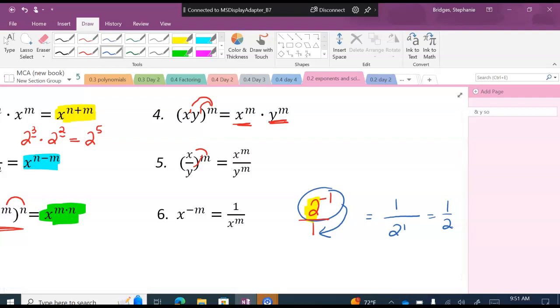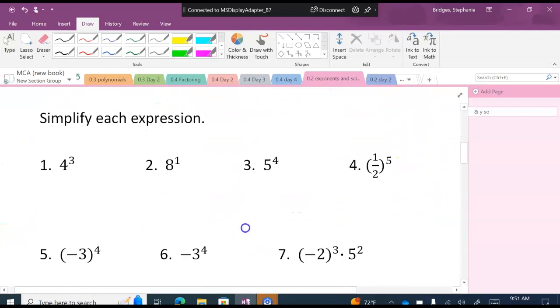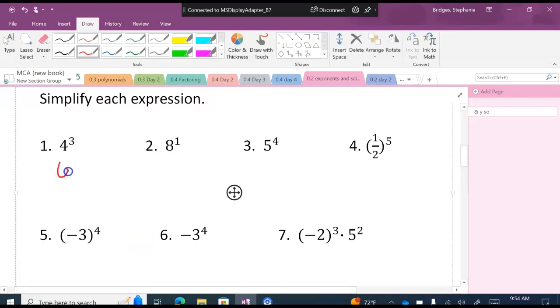All right. Now, if you do not have a calculator, you might want to get one, because the first few of these, I can actually just show you how to do it in the calculator. 4 to the third power simply means 4 times 4 times 4. And if I do that in my calculator, 4 raised to the third power is how much? 64. Okay.